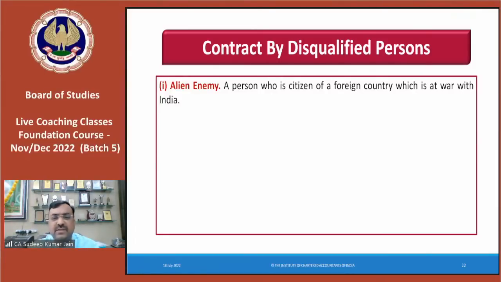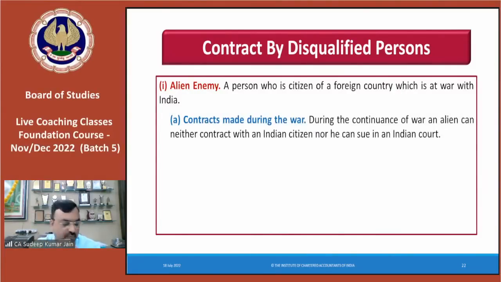In the present time, there is no country at war with India, so there is no enemy country. But law says a contract with the citizen of a foreign country which is at war with India is void. But there are two conditions in this point. One is a contract made during the war, the contract is void. During the continuance of war, an alien can neither contract with an Indian citizen nor can he sue in the Indian court. Contract is perfectly void.